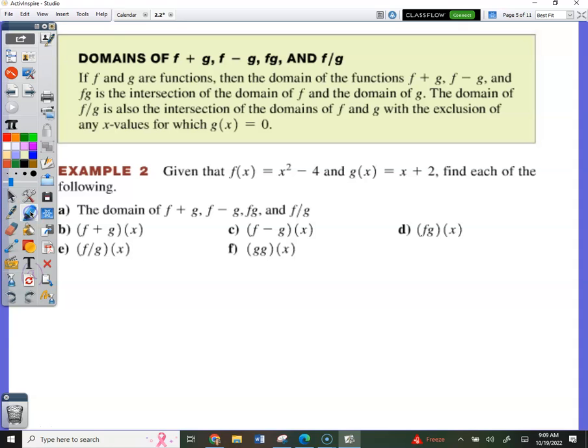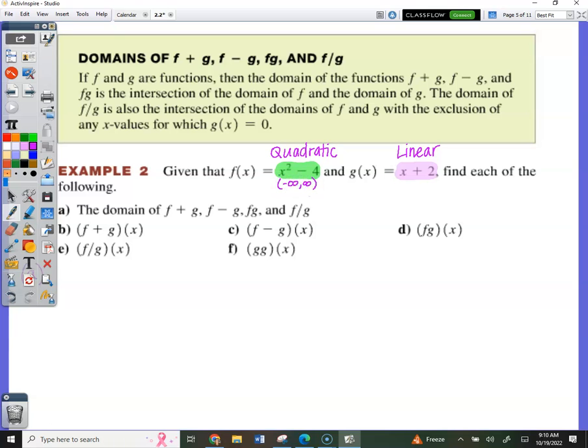Let's color coordinate with our highlighters. We have function f, what is it? And then we have function g, which is x plus 2. All right, let's talk about it. X squared minus 4 is a quadratic. X plus 2 is linear. This is one of the easier problems because are there any restrictions on quadratics or lines? No. There's none. Right? So, from the very beginning, our individual functions, the domains would be what? Individually, negative infinity to positive infinity, or you can think of it as all real numbers, right?